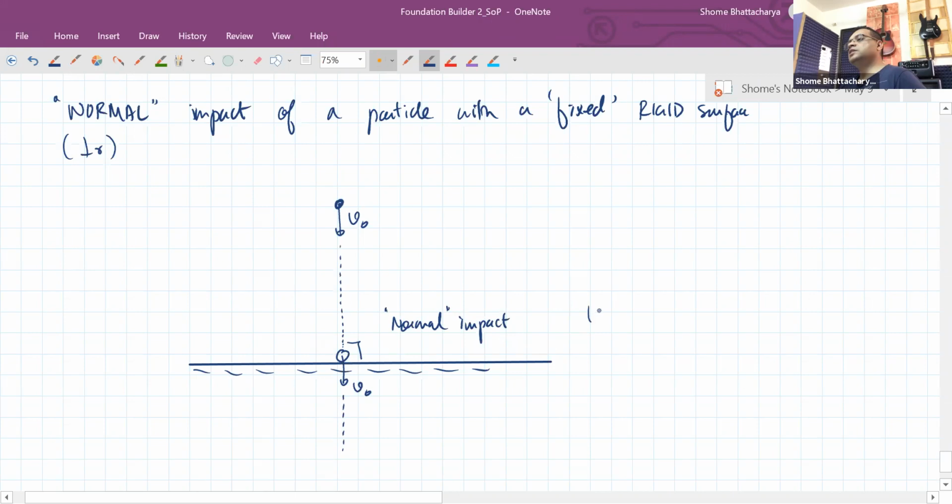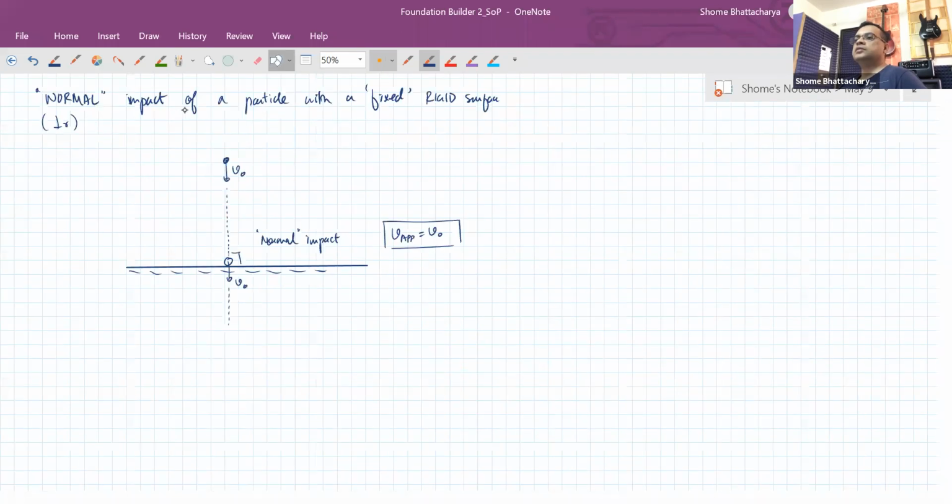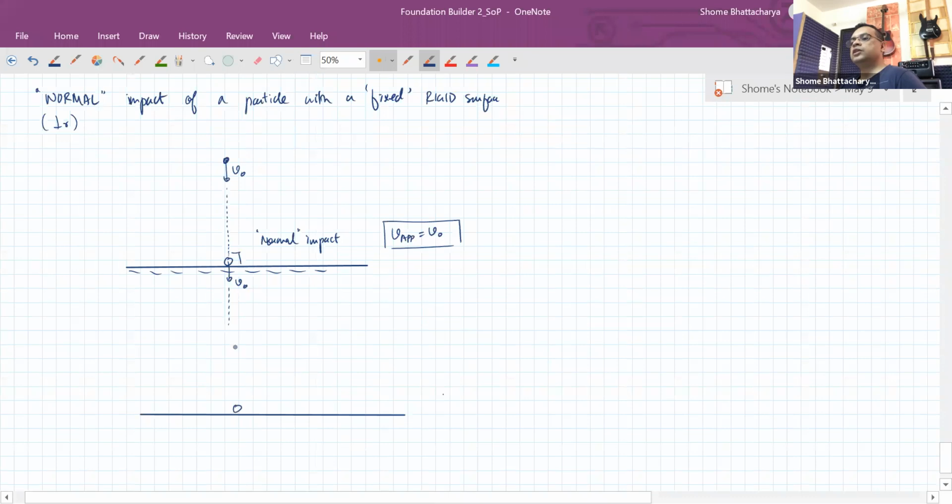So in this case, we say that the approach velocity is equal to v naught only, because the approach velocity is the rate at which the distance between the particle and the surface is decreasing. Okay. So during the impact, what happens is that the particle experiences a normal impulse, a collision impulse, which is going to be along this vertical line only, or along this perpendicular line only. So that is why it cannot gain any momentum in the tangential direction.